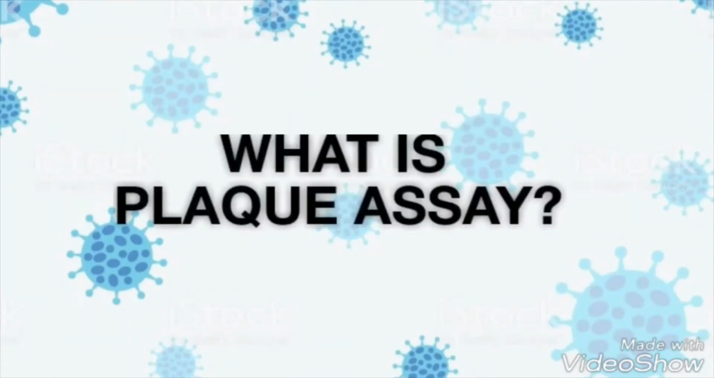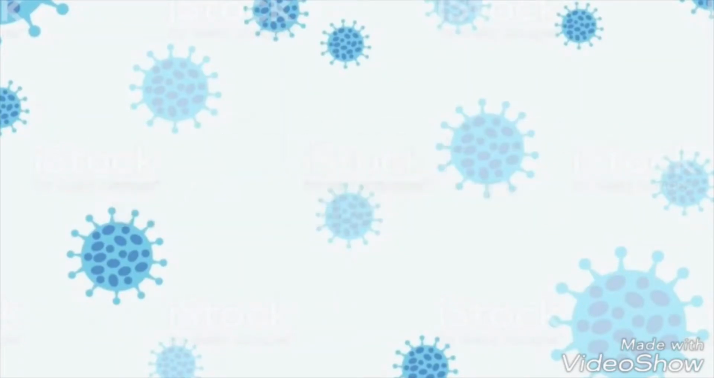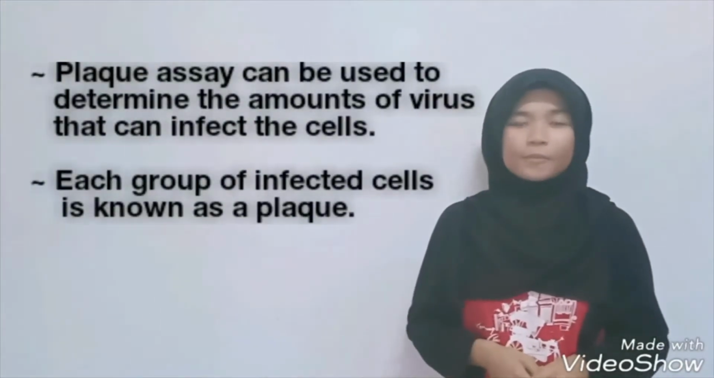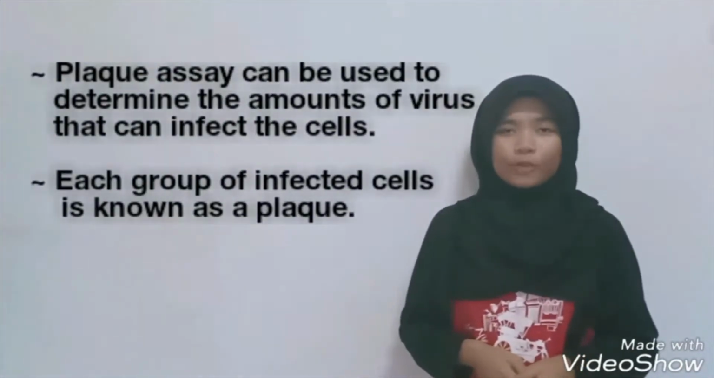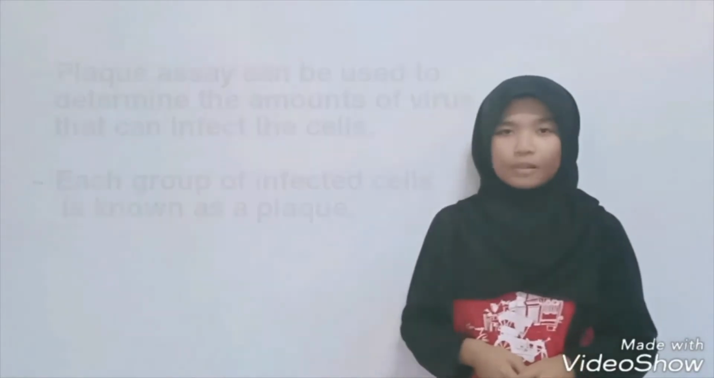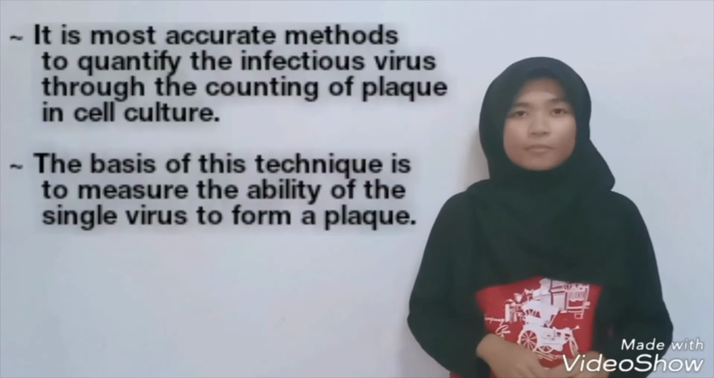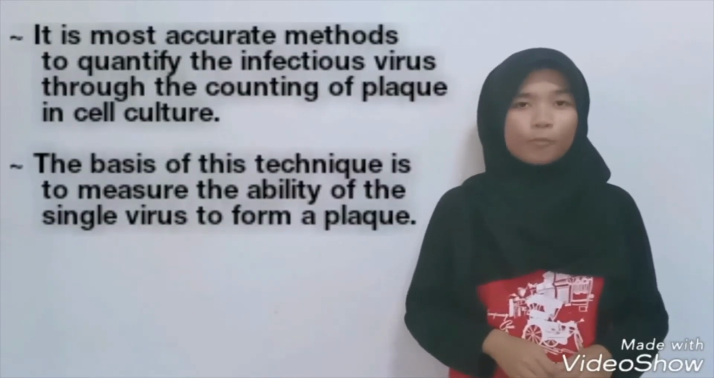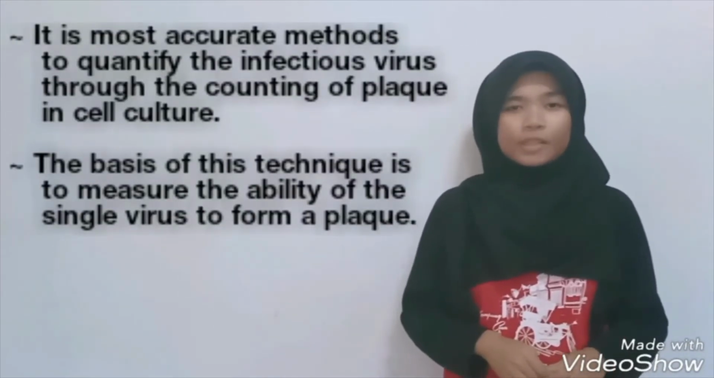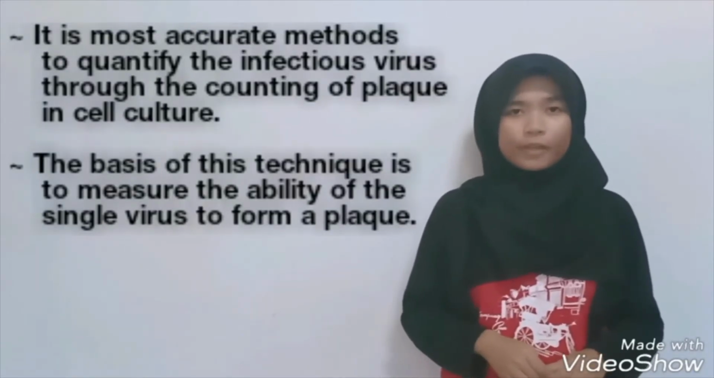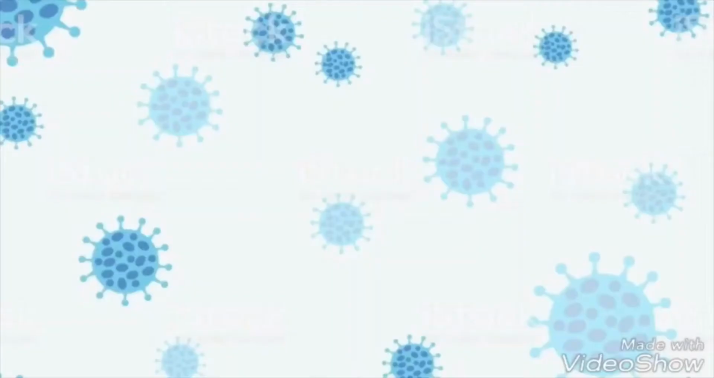Hello, my name is Siti Nur Azlin binti Mustafa. I will explain what a plaque assay is. Plaque assay can be used to determine the amount of virus that can infect cells. Each group of infected cells is known as a plaque. It is the most accurate method to quantify infectious virus through the counting of plaques in cell culture. The basis of this technique is to measure the ability of a single virus to form a plaque.